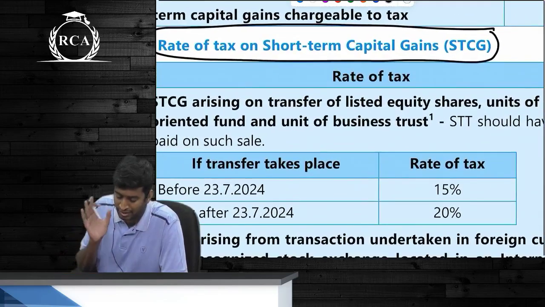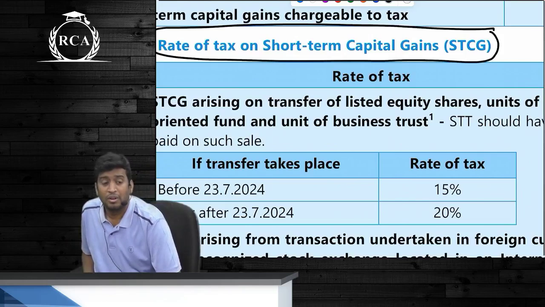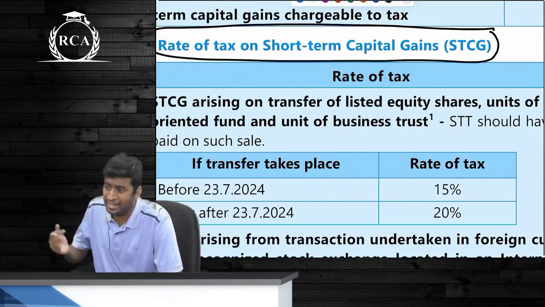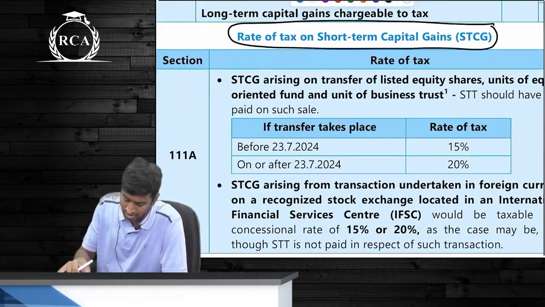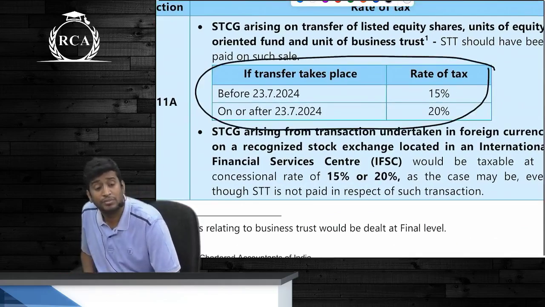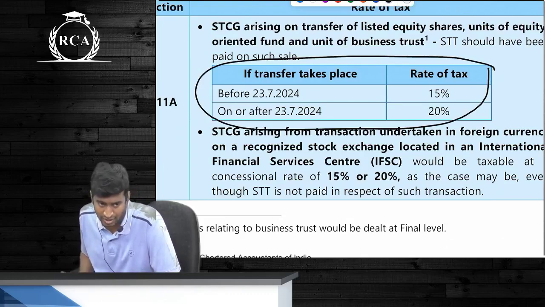Can everyone explain to me the short term capital gain tax rates? First one, 111A, tax rate 10 earlier, now 15 or 20, and for any other short term gain it is the slab rate. But if it is sold before 23rd July, it is 15. On or after 23rd July, it becomes 20%. You have to remember the budget date. No second option. What is that budget date?